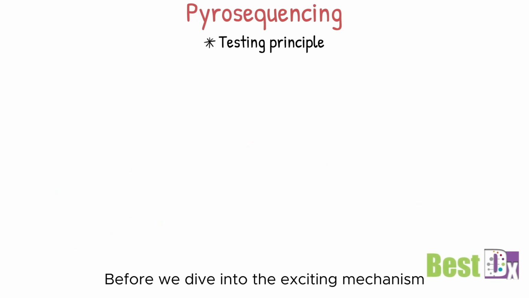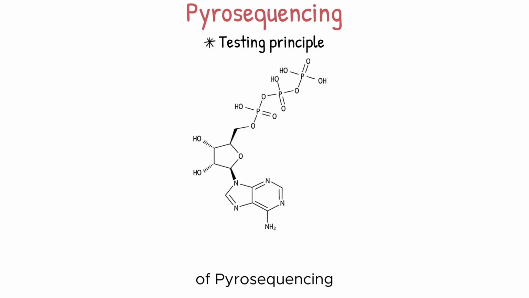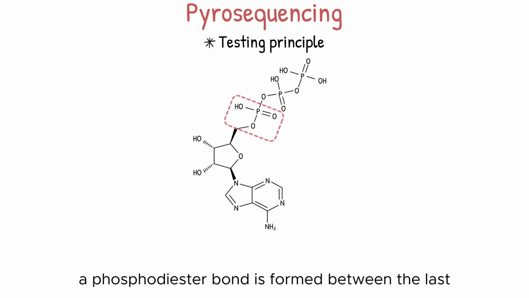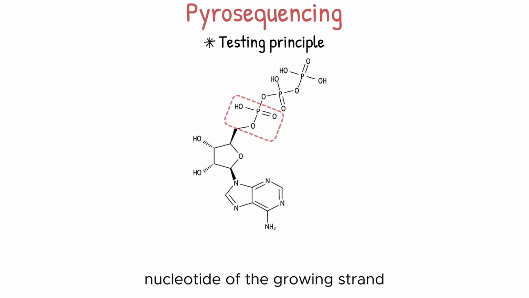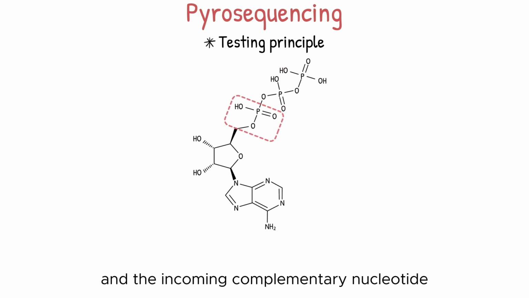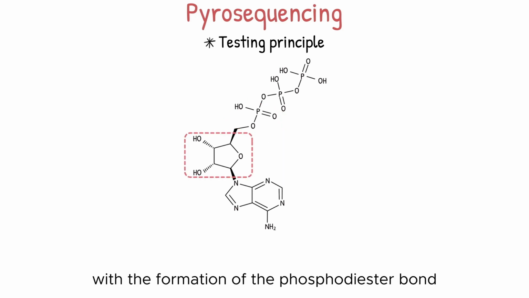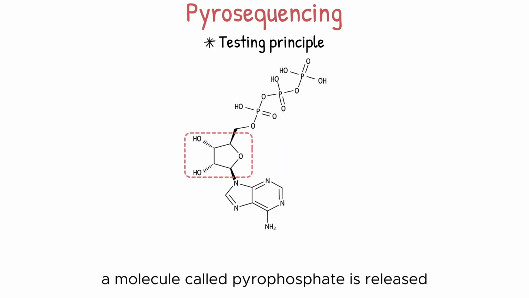Before we dive into the exciting mechanism of pyrosequencing, let's take a quick look to revise how DNA is synthesized. During DNA synthesis, when a new DNA strand is built on a template strand, a phosphodiester bond is formed between the last nucleotide of the growing strand and the incoming complementary nucleotide. However, with the formation of the phosphodiester bond, a molecule called pyrophosphate is released.